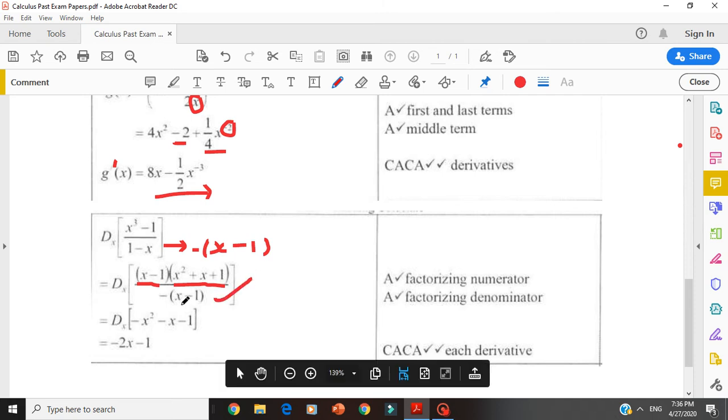Notice that x minus 1 will cancel with this x minus 1, which leaves you with minus x squared minus x minus 1. But it says we have the operator big D sub x, which means find the derivative with respect to x. So 2 times minus x is minus 2x, and the derivative of x is that coefficient. In this case, it's minus 1.